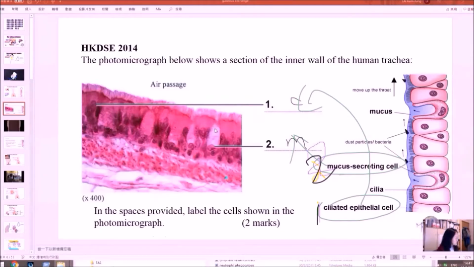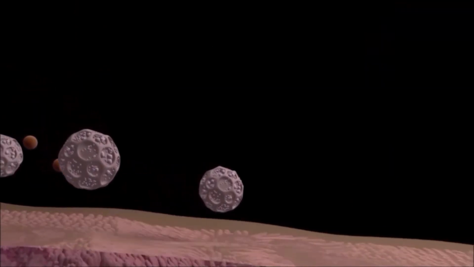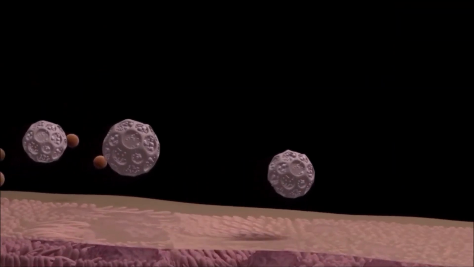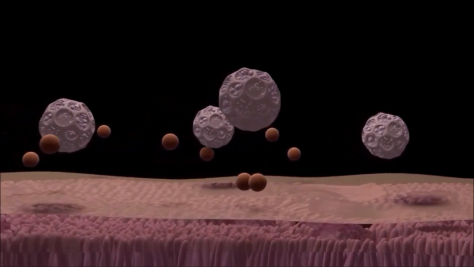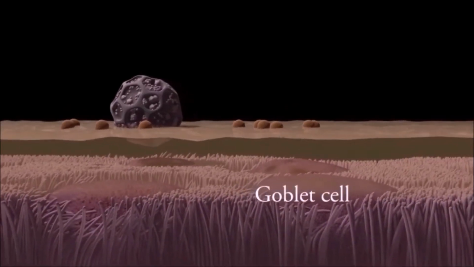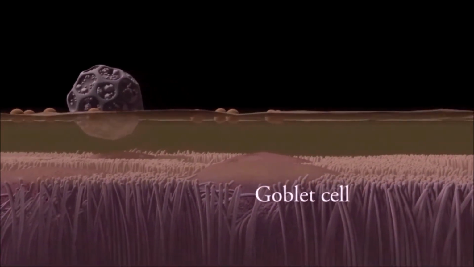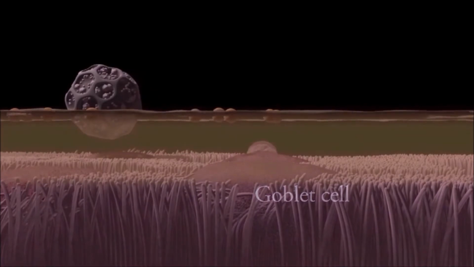You can see the color is lighter, okay? And this one secretes mucus. So this is a mucus secreting cell. Hair-like cells called cilia, as well as goblet cells, can be found in the lining of the respiratory tract called the respiratory epithelium. Goblet cells secrete viscous mucus that forms a layer to trap foreign material.